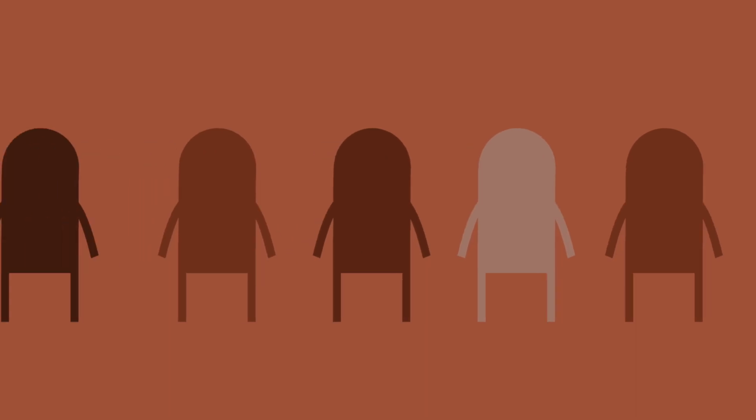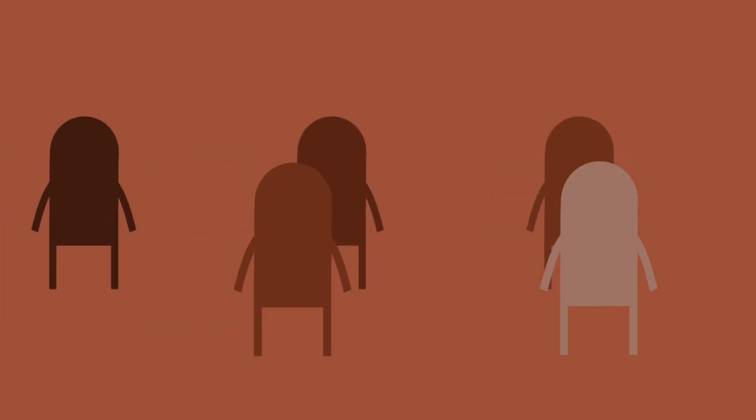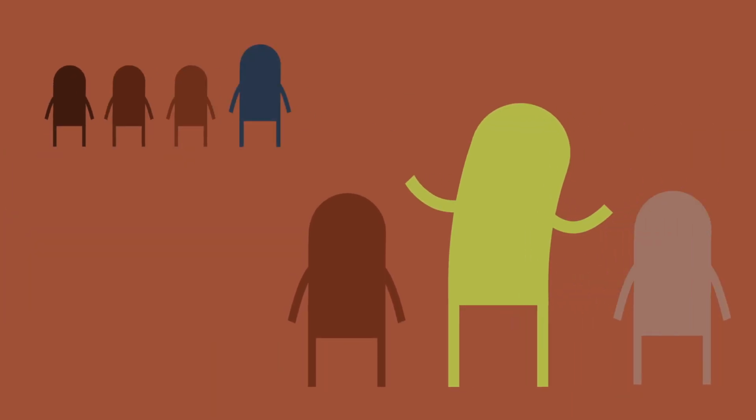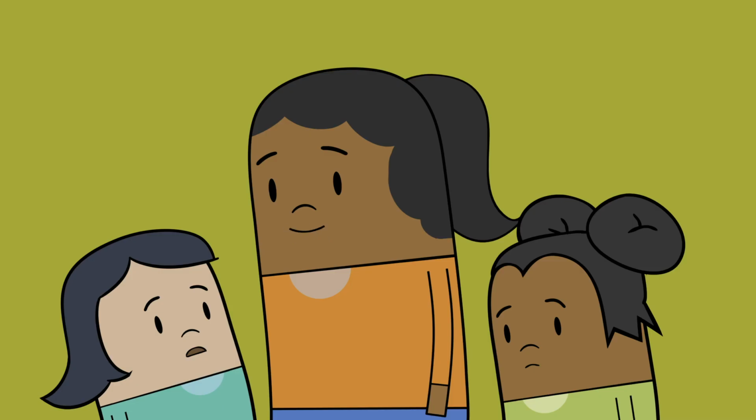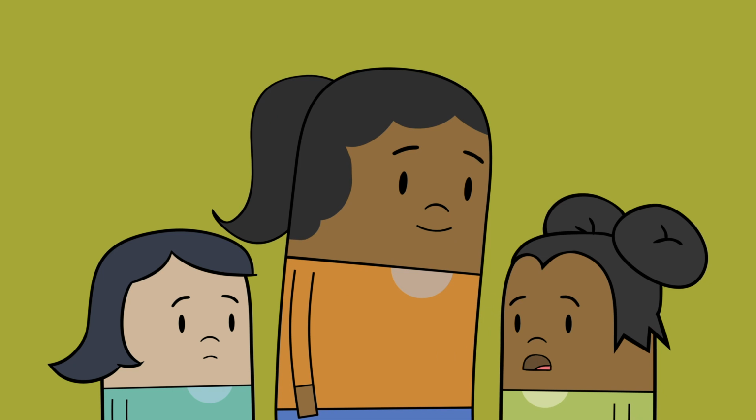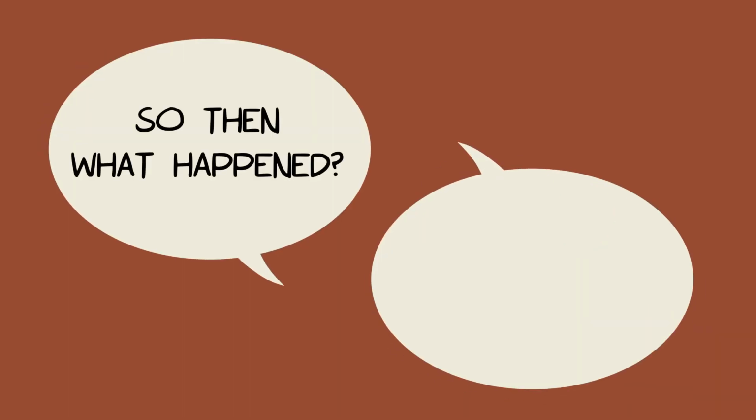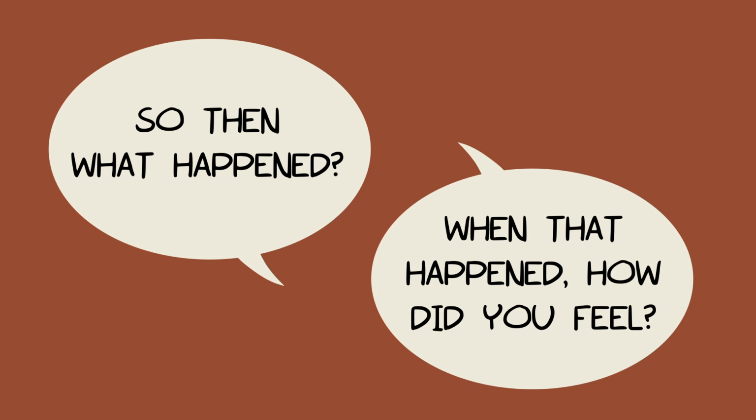When one kid needs to talk to another about something they said or did, it's helpful to take both kids aside so they can speak and listen to each other without distractions. Encourage them to look at the other person and describe their feelings. You can prompt with questions like, "So then what happened?" Or, "When that happened, how did you feel?"